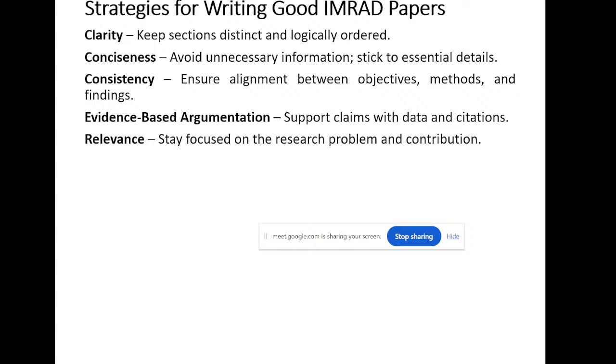Consistency. Ensure alignment between objectives, methods, and findings. Very important even as you are building a case in this study. And then evidence-based argumentation. Support claims with data and citations. So whatever you are saying, be it statistics, bringing a problem to the fore, there's an increment in cases of rape in Zambia, always cite the numbers as you are building a case. Don't just leave it as a normative statement. And then of course, relevance. Stay focused on the research problem and contribution to the body of knowledge.